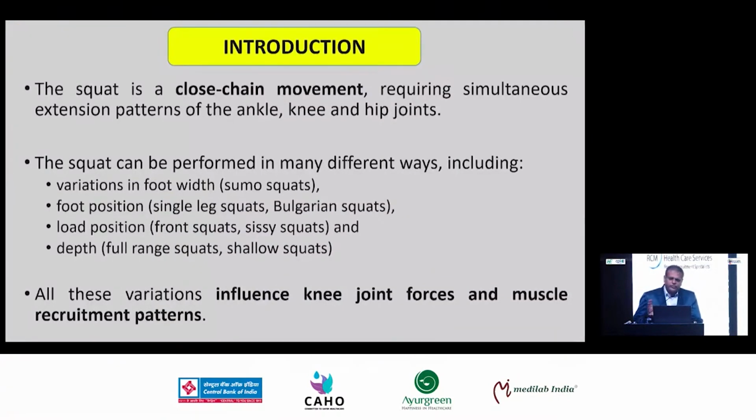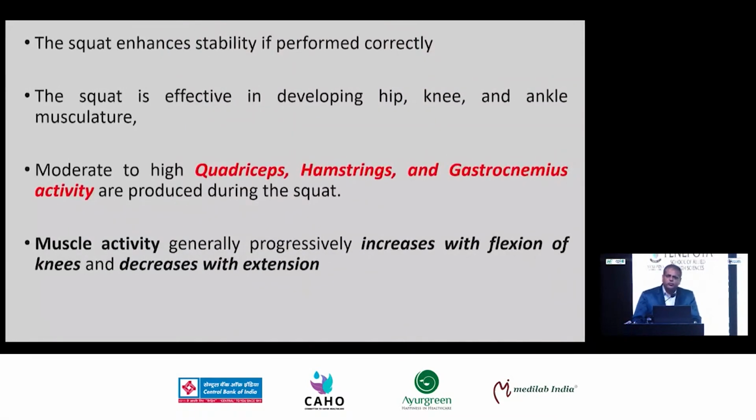Squat is a closed chain movement that requires the simultaneous extension pattern of ankle, knee, and hip. Squat can be performed in various manners in terms of variations in the foot width, foot position, load position, and depth. All these variations influence our knee joint forces and muscle recruitment pattern. Squat actually enhances our stability if we perform it correctly. It is more effective for developing hip, knee, and ankle musculature.